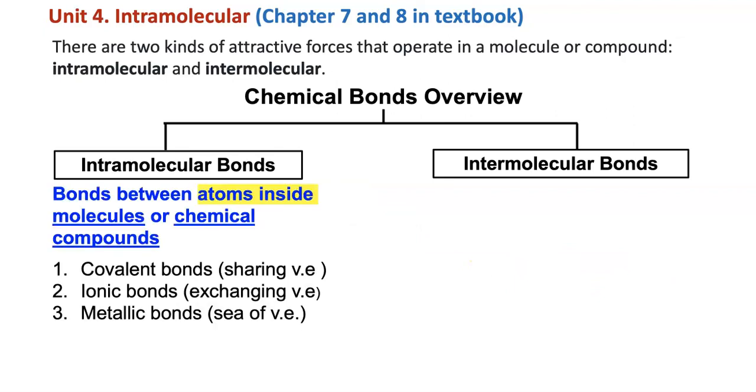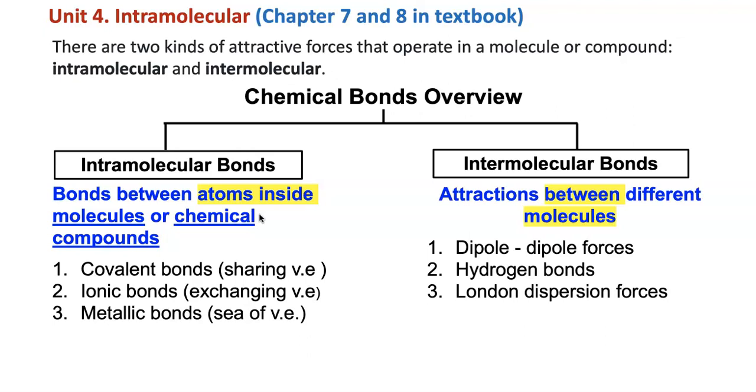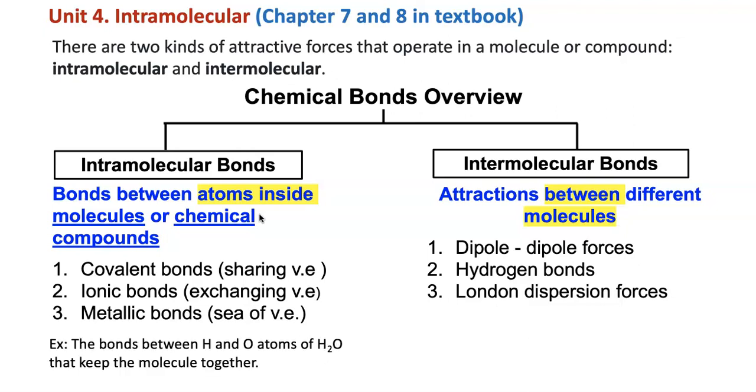So the bonds between atoms inside a molecule or a chemical compound are intramolecular bonds, and that would be covalent, ionic, and metallic bonds. Covalent bonds share electrons. Ionic bonds are formed by 2 atoms exchanging electrons. Metallic bonds are formed by metal atoms sharing valence electrons as a sea around them. So intermolecular bonds are attractions between different molecules, as the 3 shown below.